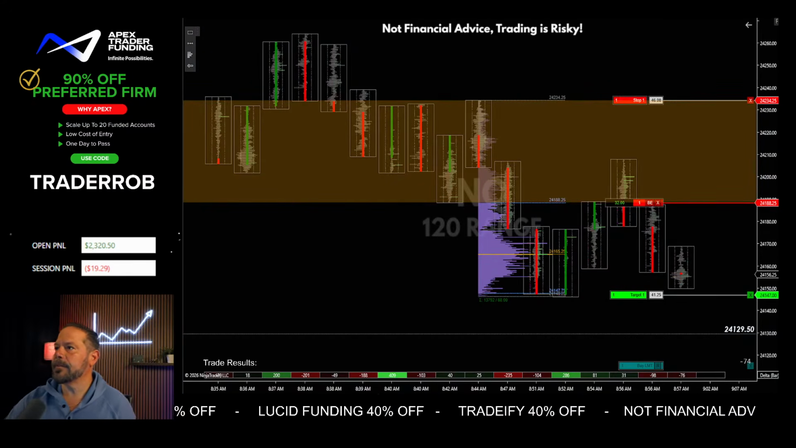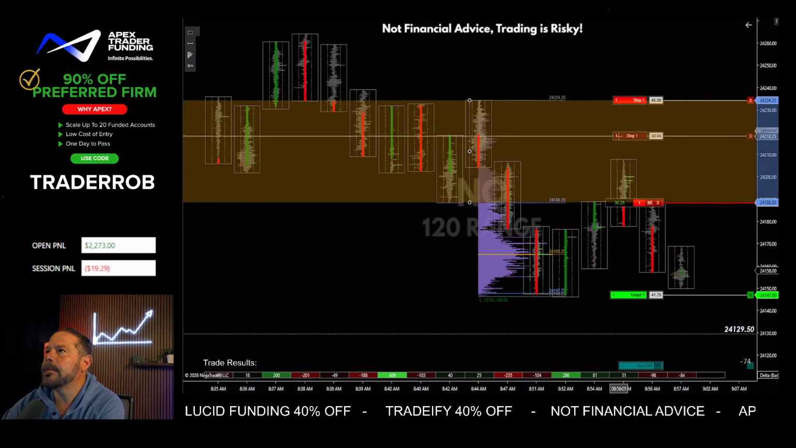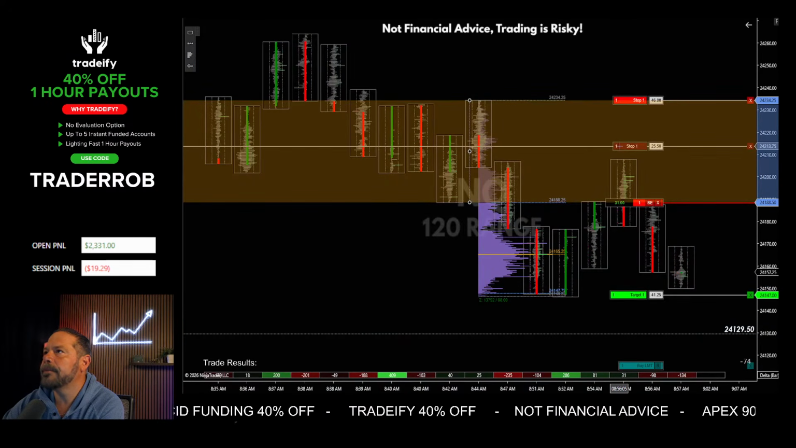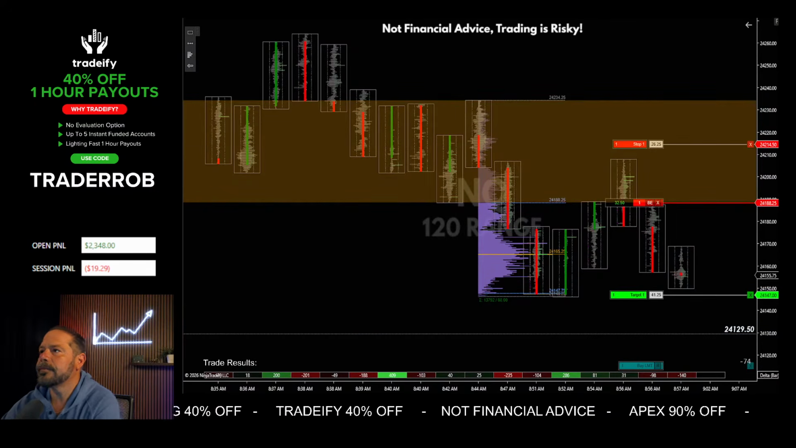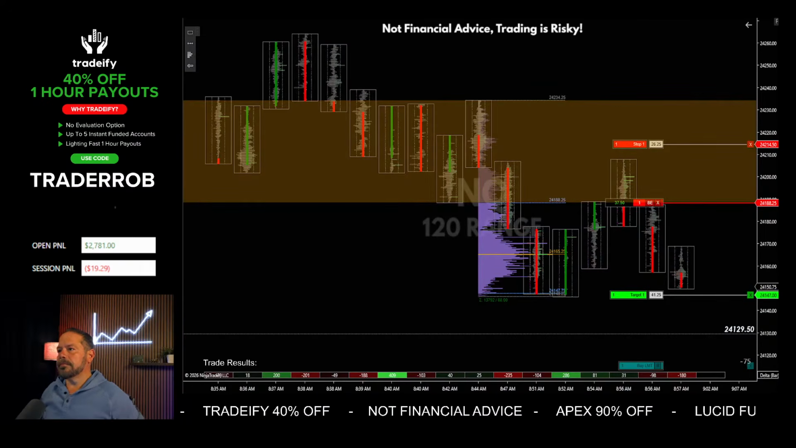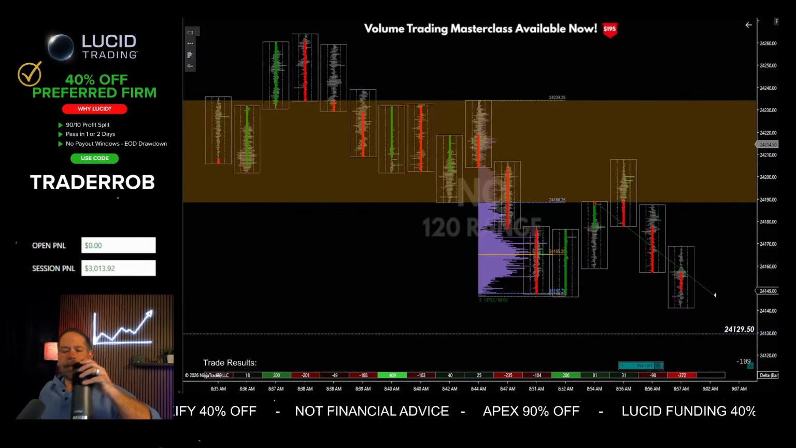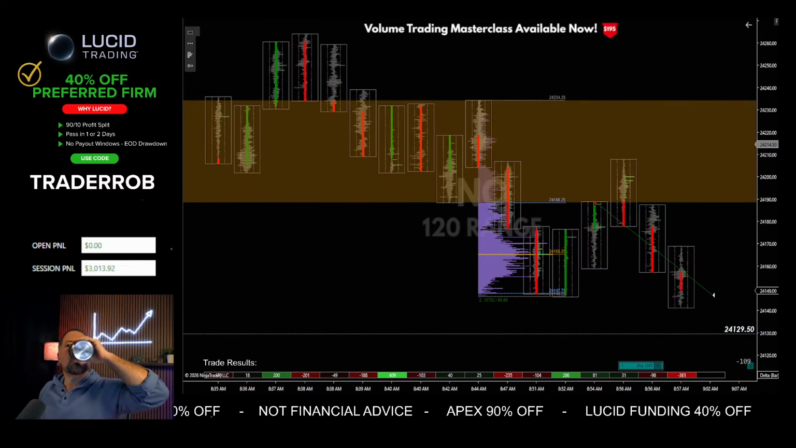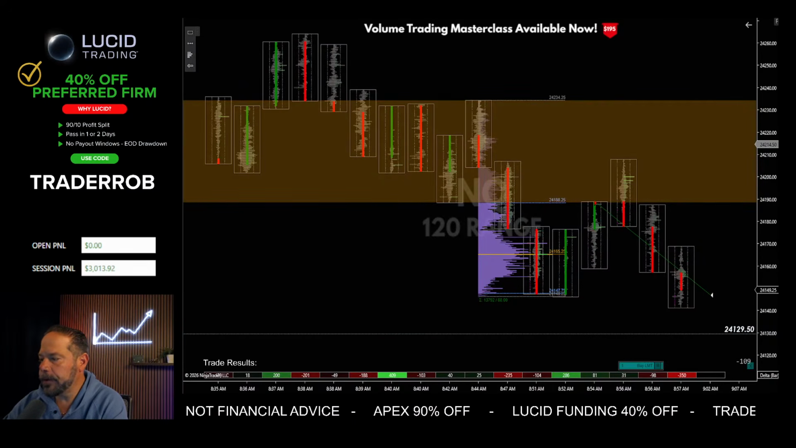So this one looks like it's pretty nicely in profit here. So at this point, we can probably reduce at least halfway. All right, so nice little trade there for 41 points.